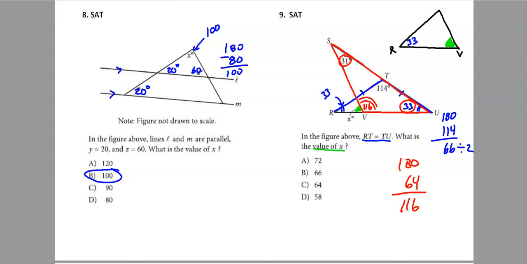So there's 116, and if that's 116, to play the straight line game, jumping over, it looks like this has to be 64. Also, you could have realized that this is just an exterior angle with these two as being the remotes, and you could have just added them together. So that's another option as well.